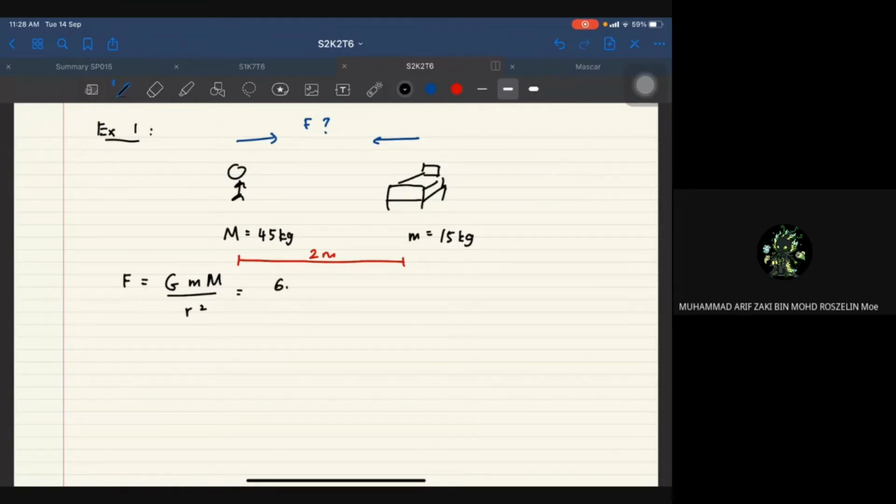So it will be 6.67 times 10 to the power of negative 11 multiply with 45 multiply with 15. Okay, saya terbalik, doesn't really matter pun. Divided by 2 square. Can somebody press the calculator for me and give me the answer?